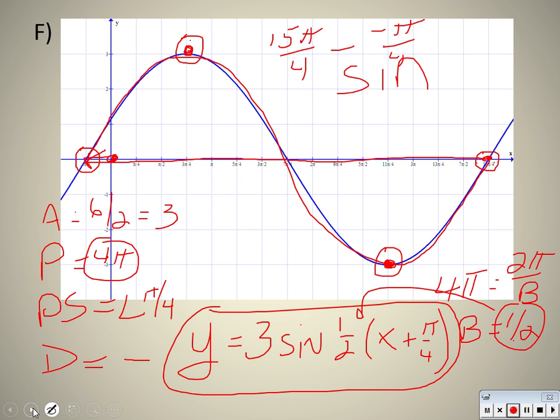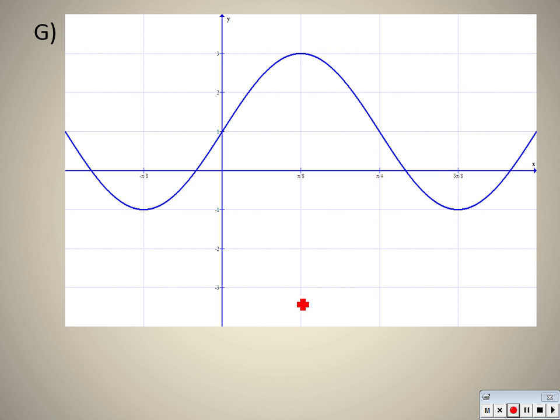And then for part G, notice with this, I have what appears to be an upside down cosine graph. So remember, the original cosine graph starts up high, it makes a big loop down, and then comes back up again. An upside down cosine graph starts down low, makes a big loop up, and then comes back down again. So I'm going to write this as if it were a cosine type of graph.